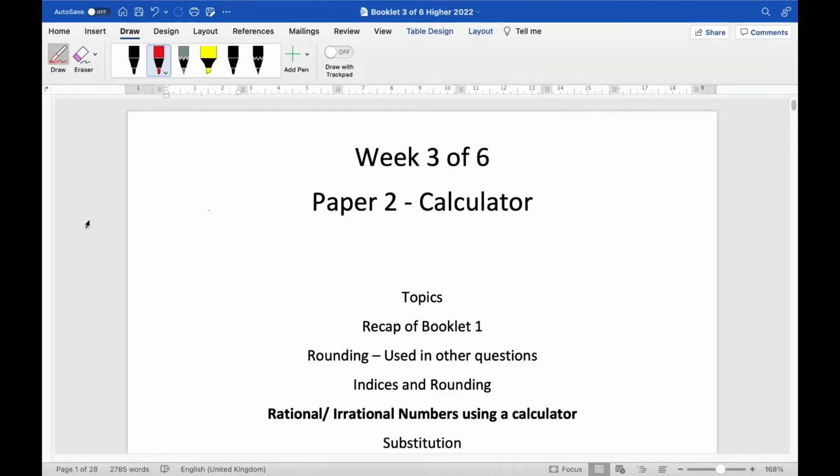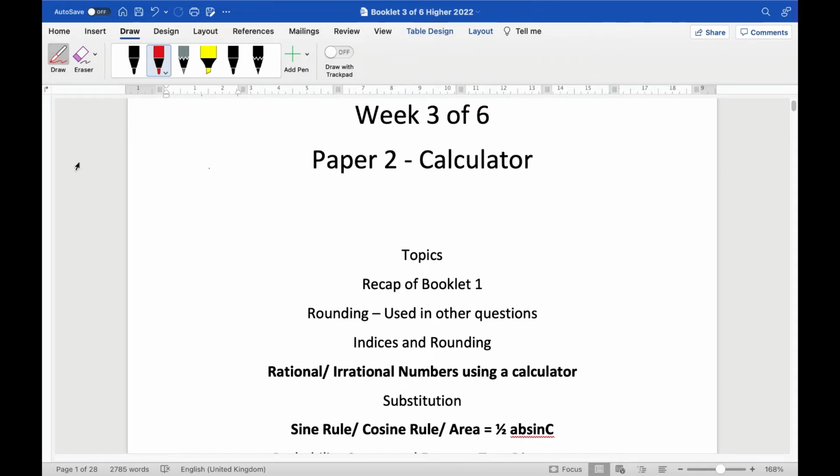Guys, this is week 3 of 6. This booklet's actually following on from week 1 of 6. They are both calculator booklets. Okay, so actually what we start with in this calculator booklet, a paper 2 booklet, is a recap of booklet 1, some questions that I've pulled from booklet 1 for us to have a look at.